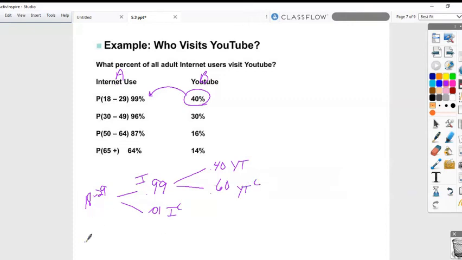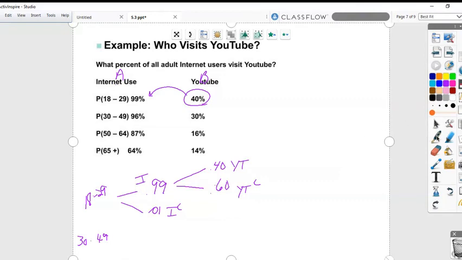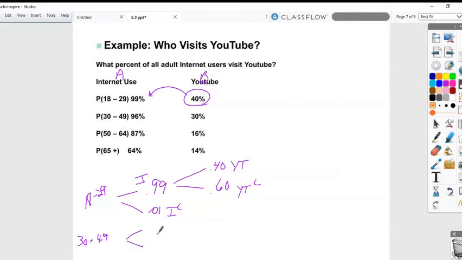Each one of these is going to be the same, 30 to 49. Okay, this would be 96% and 4%. And then if you're on the internet, you're going to use YouTube, 30%, 70%. These numbers are not right, are they? We're going to do a whole bunch of these in class together. So you would do that 4 times over. I'm not going to take the time now so you don't have to do it.